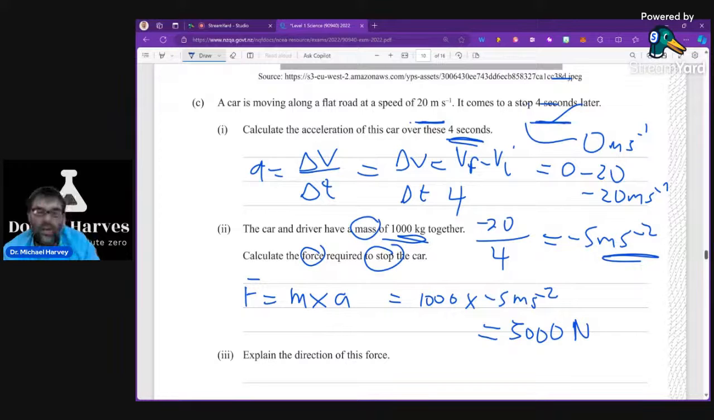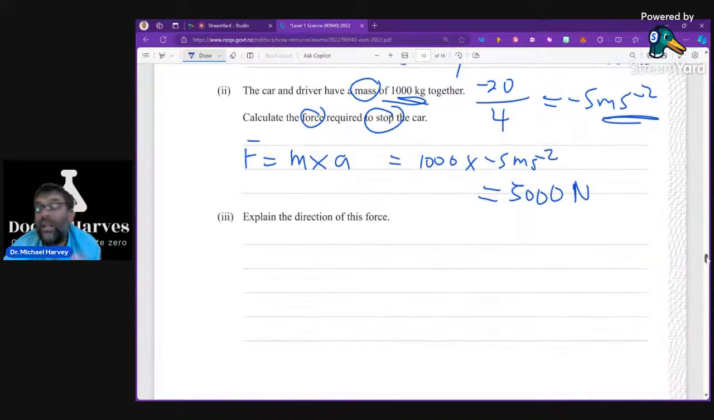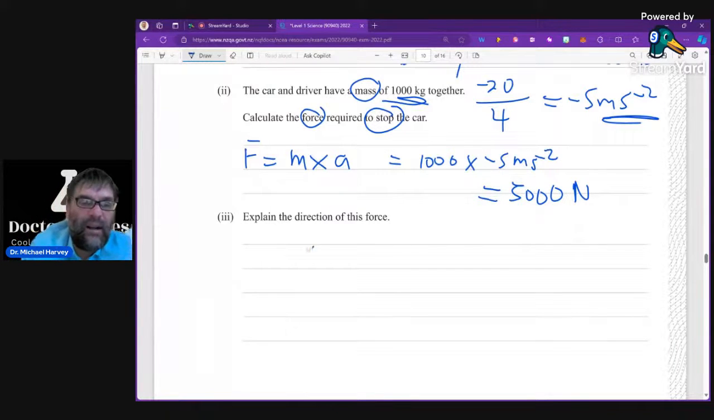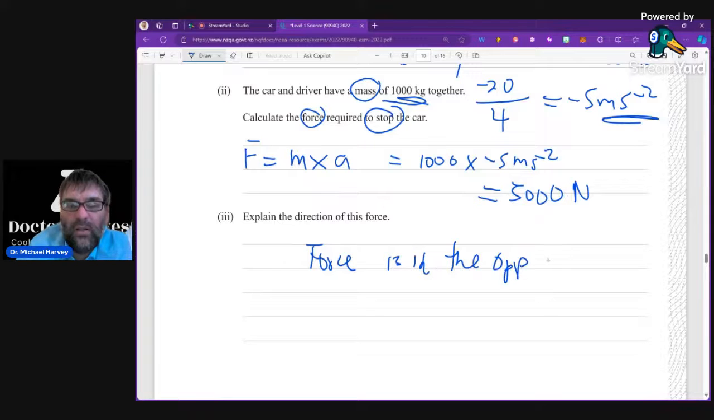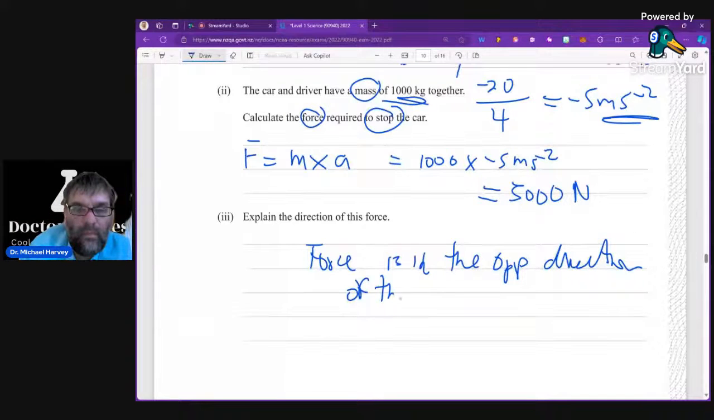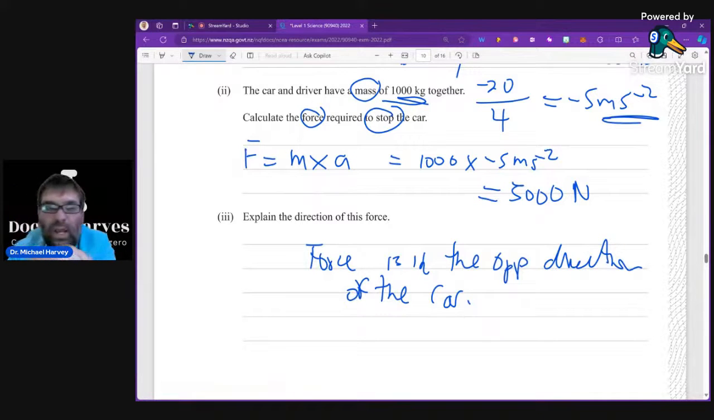Okay, so in order for the achieved merit excellence part, I'll explain the direction of the force. And that kind of gave away that. Basically the force, as I just said, is in the opposite direction of the car. Which is basically Newton's third law there. Every action force has an equal and opposite reaction force.